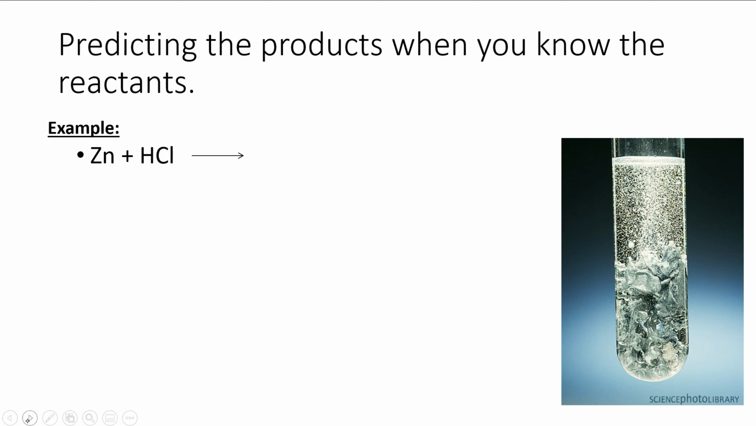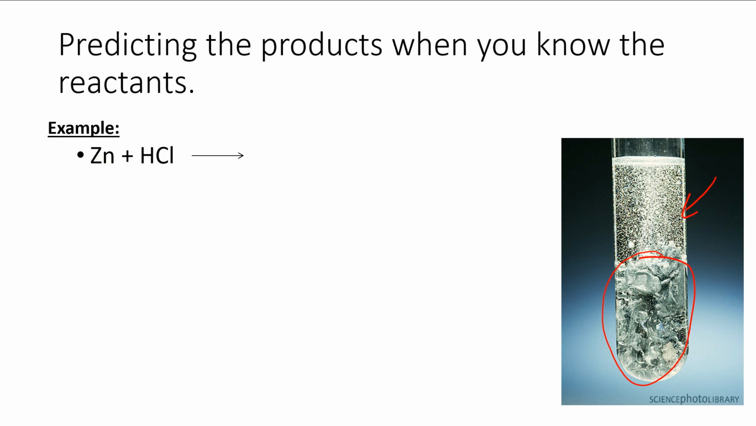Let's do an example. Let's say I add some zinc metal, which is what you're seeing at the bottom of this beaker, to some hydrochloric acid in its aqueous form. What we would likely see pretty soon after adding the zinc to the hydrochloric acid, or vice versa, is some bubbles forming around the zinc metal, bubbling up through that hydrochloric acid solution. Now, that's what we would see, but that doesn't really tell us what is forming.